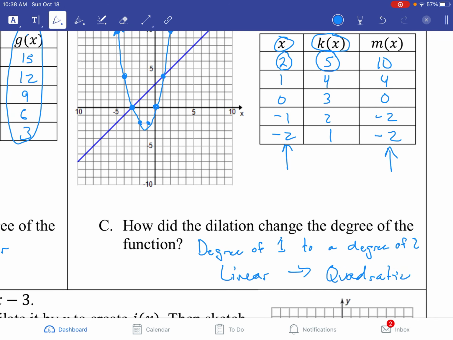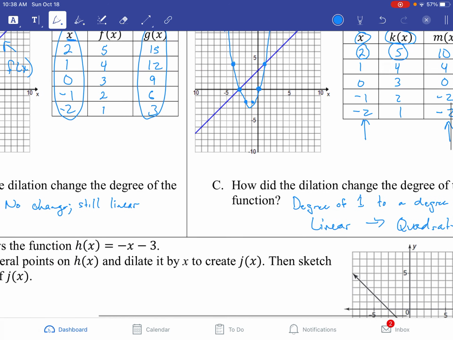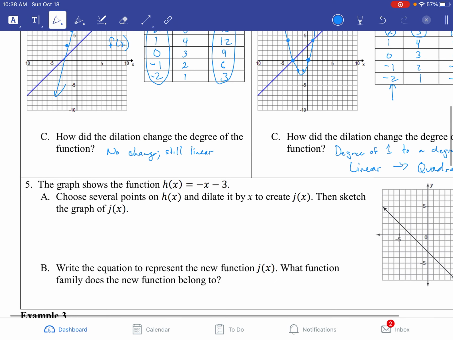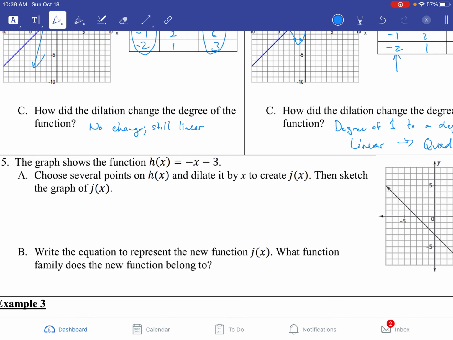All right, let's look at one more example. Same idea. So we have a graph that shows the function h of x is equal to negative x minus 3. We're going to dilate that by x to create j of x. So we have j of x. We're dilating by x, and it's going to be negative x minus 3.